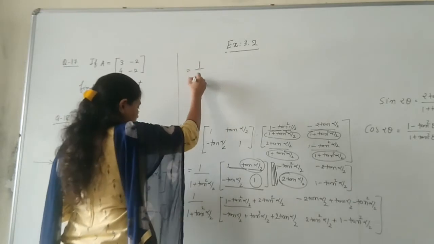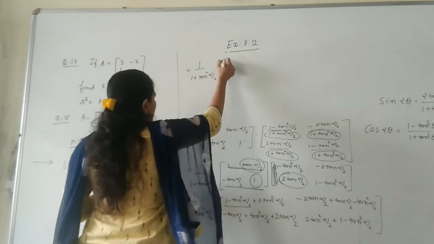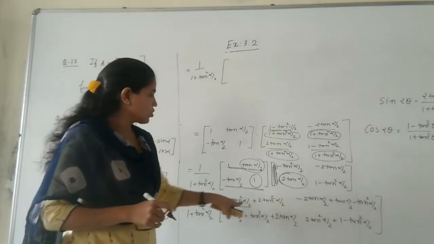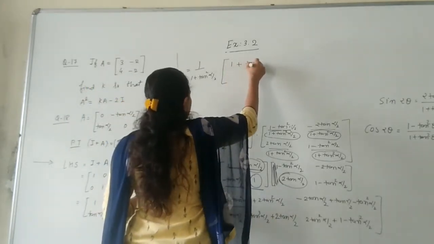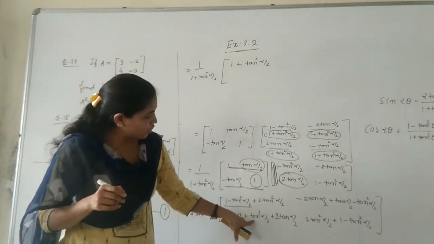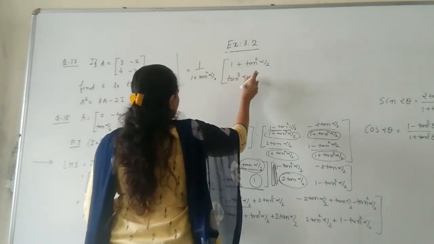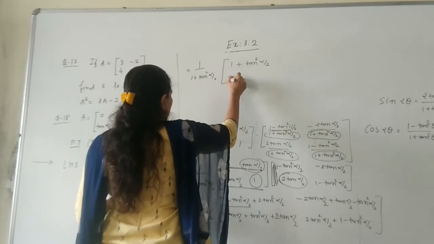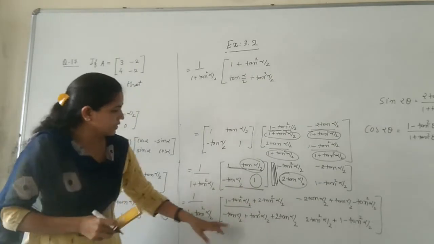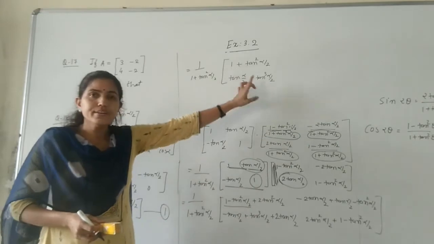This will be 1 upon 1 plus tan square alpha by 2. The multiplication is applied, so in the first element it is 1 minus tan square plus 2 tan square, so it is 1 plus tan square alpha by 2. In the second element, we have tan alpha by 2 plus tan cube alpha by 2, right? 2 minus 1, so 1 tan alpha by 2 plus tan cube alpha by 2.